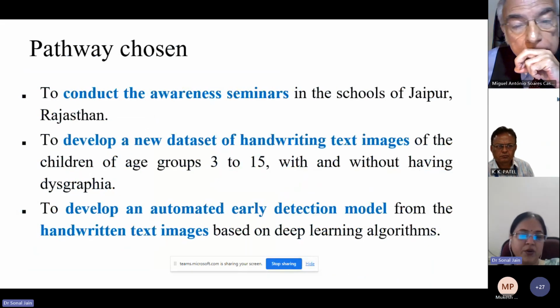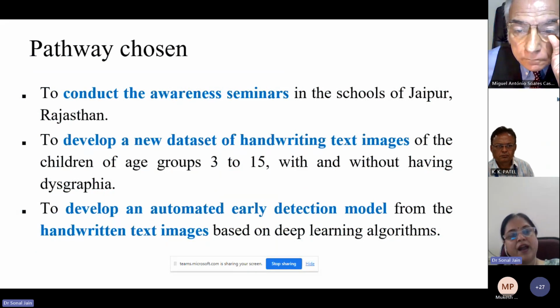We have been working in this area for 2 years, and the pathway chosen by us is that we started with conducting awareness seminars. We targeted schools of Jaipur and Rajasthan.